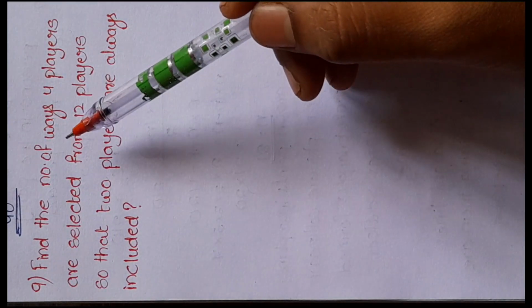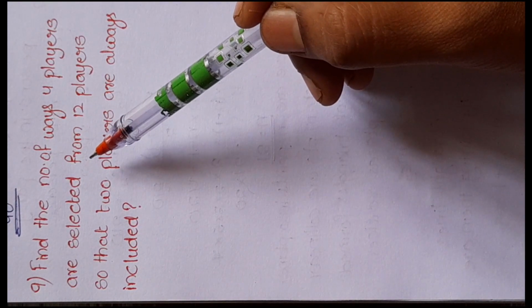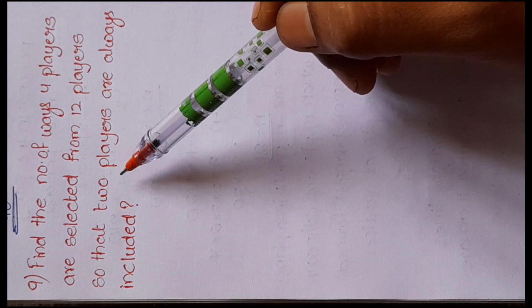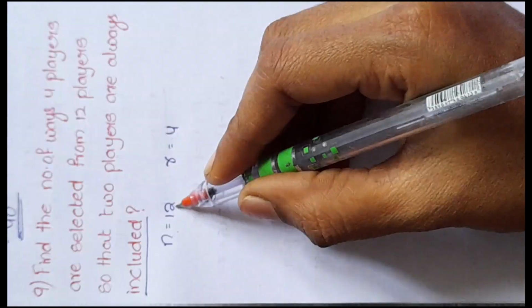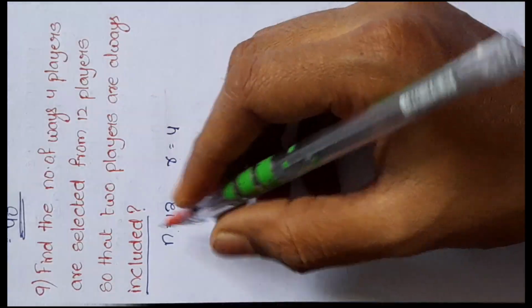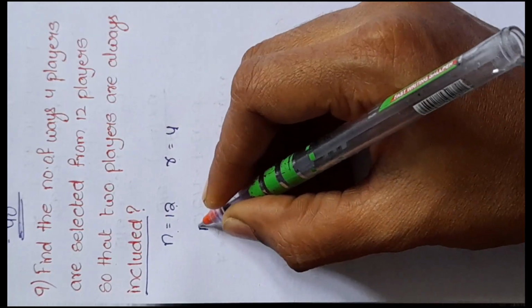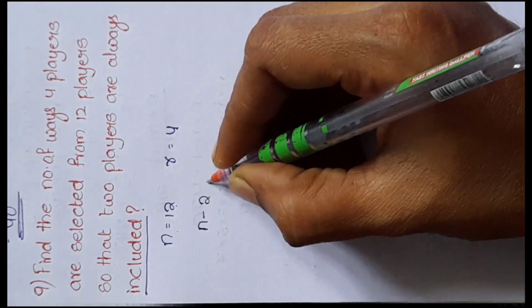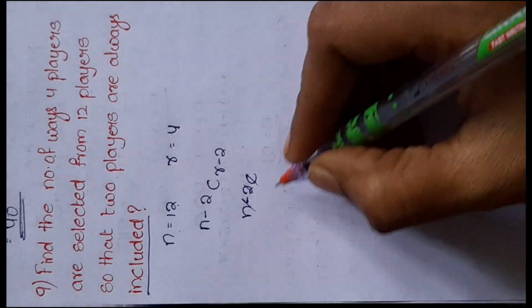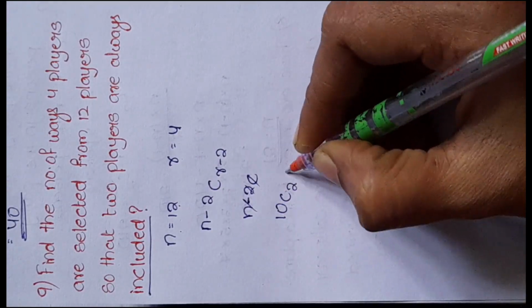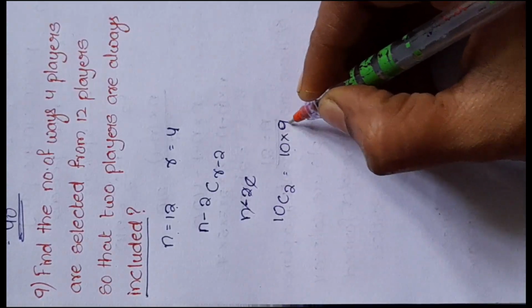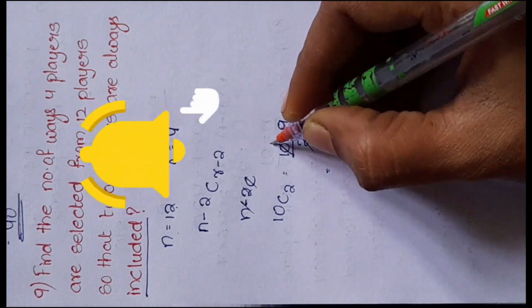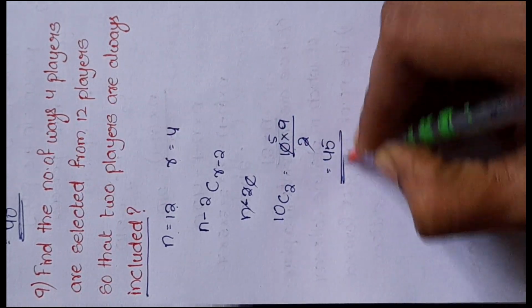Ninth question, find the number of ways 4 players are selected from 12 players so that 2 players are always included. Here n is equal to 12 and r is equal to 4, but 2 players are always included. So the formula is (n minus 2) C (r minus 2). So we get 10C2, that is 10 into 9 by 2, which is 45.